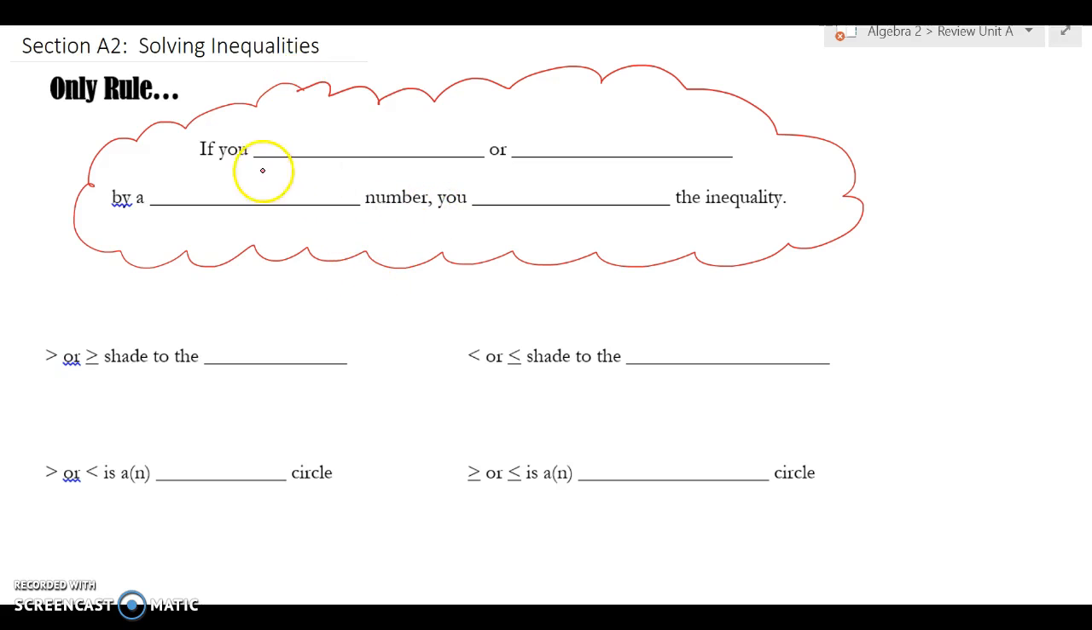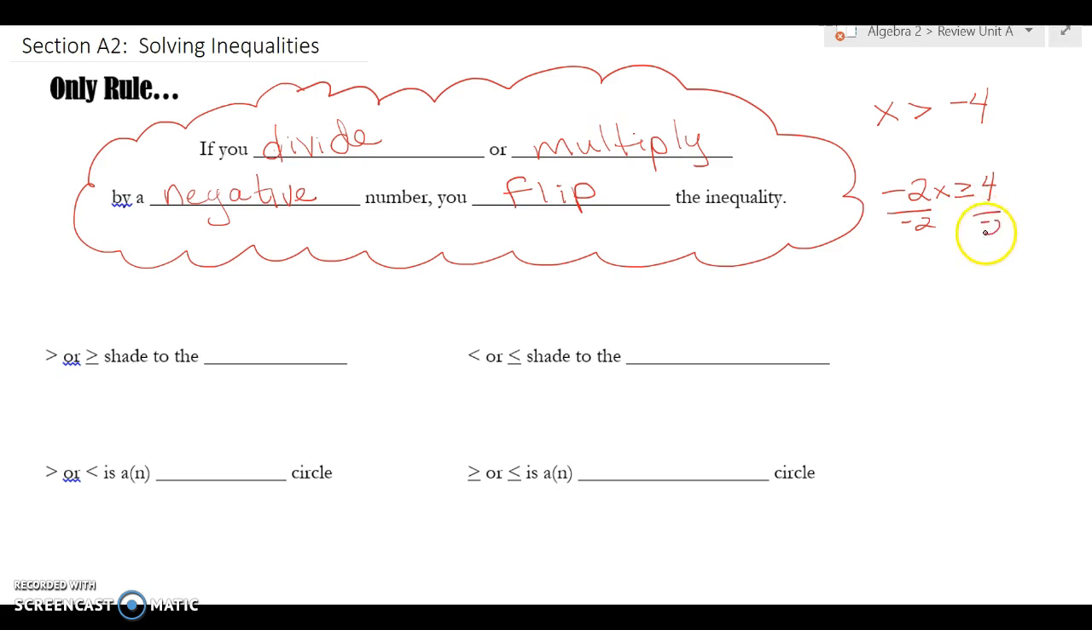All right, so the rule is if you divide or multiply by a negative number, you flip the inequality. It doesn't matter if your answer is a negative. So if I have something that says this, I'm not flipping. But if I have something like this, when I divide by -2, because I divided by a negative, this has to flip.